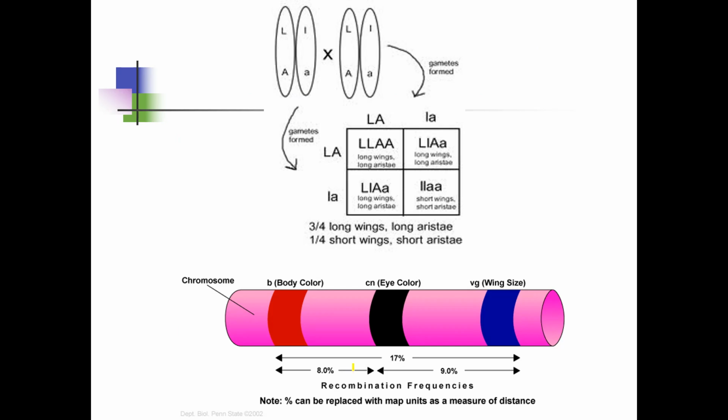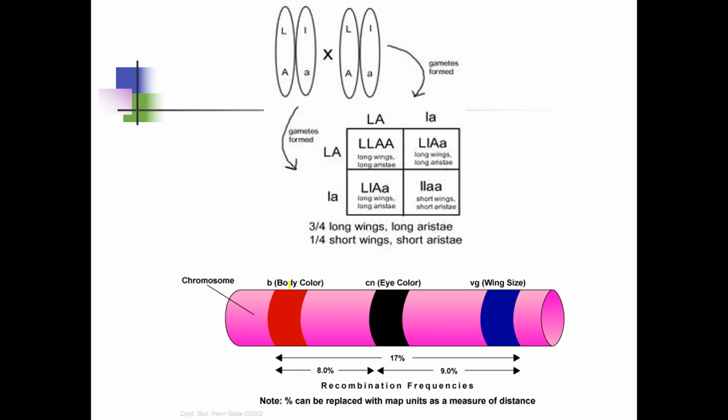Okay, so let me show you the picture here. Here's a gene for body color, and here's a gene for eye color. Now, according to our map, these are 8 map units apart, because they have an 8% crossover rate. The eye color and wing size gene have a 9% crossover rate, which means that they are 9 map units apart. So whatever the crossover rate is, that is our map unit distance between those genes.